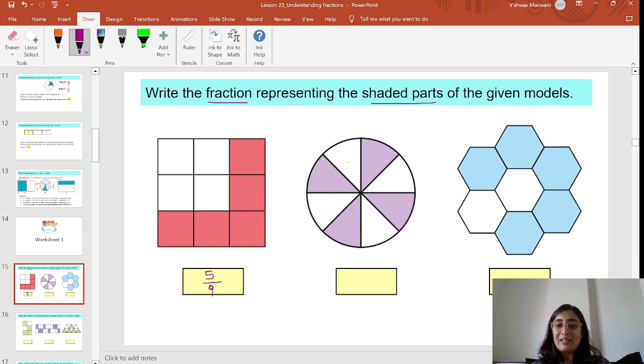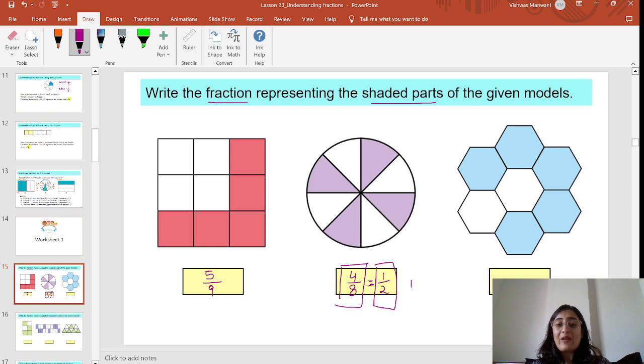Okay. Similarly here, my total number of parts are 8 and my shaded parts are 4. So the fraction representing the shaded part becomes 4 by 8, which is also equal to 1 by 2. Now, while we are on this topic, I would like to tell you one more thing. So as you can see, the value of 4 by 8 and 1 by 2 both is same. Right? 4 by 8 is also 1 by 2 and 1 by 2 can also be written as 4 by 8.